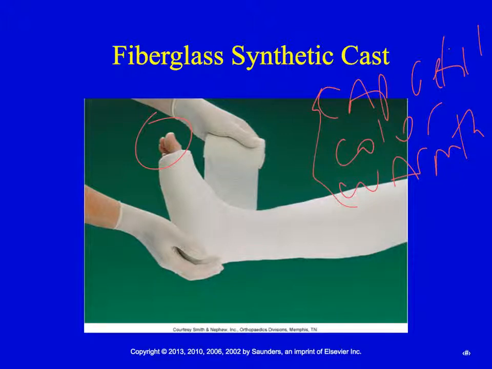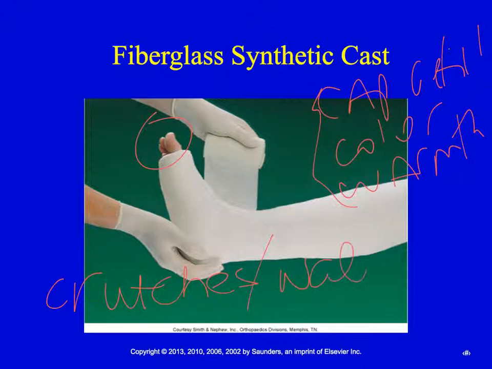The other thing I want to talk about quickly is crutches, because people who have lower extremity fractures such as this person here might use crutches, a walker, or a cane. Crutches are typically used for people who have the upper body strength to do it. Older adults would have a hard time with crutches.